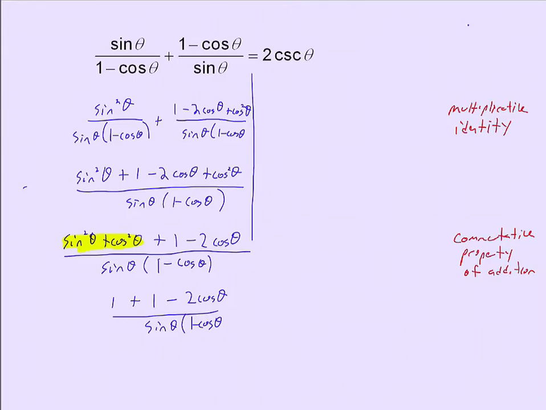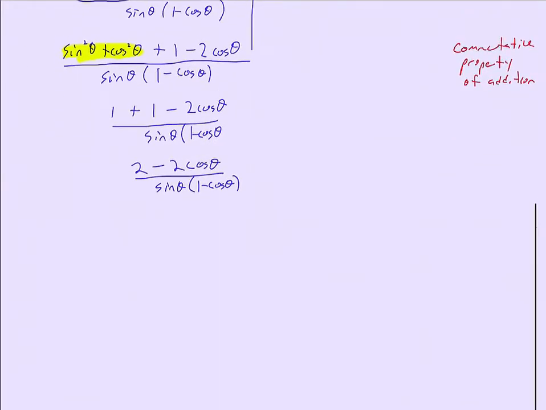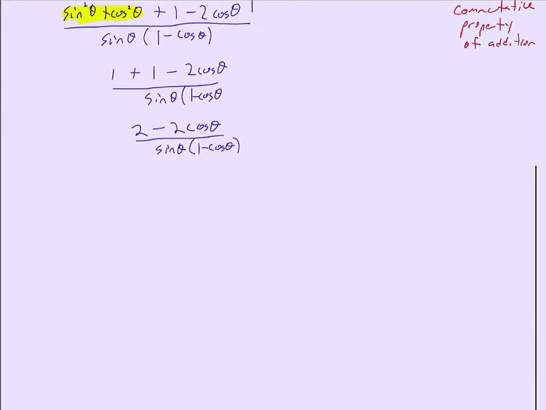And of course, I can add 1 plus 1. And some of you may already see where we're headed with this. First place where we're headed is to more space. And so we see 2 minus 2 cosine theta, and we say, all right, I can factor out a 2.